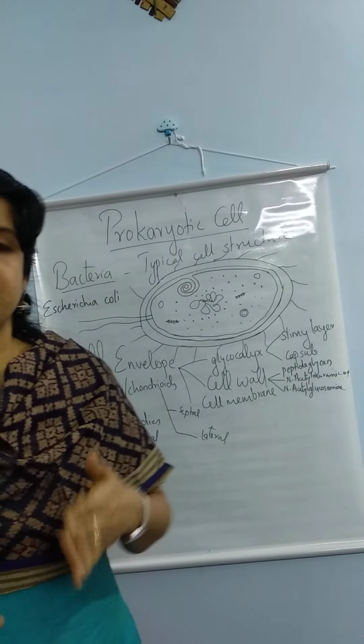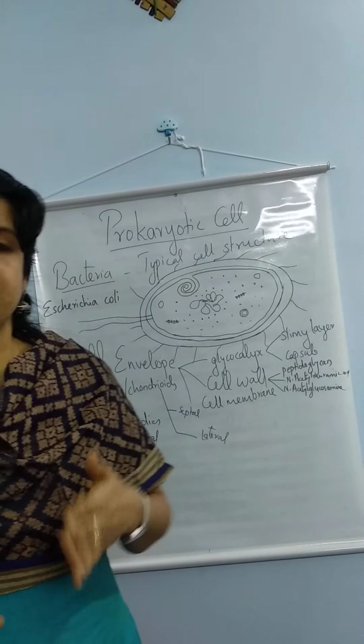prokaryotes. Now, under the group of prokaryotes, there are four main groups, that is bacteria, cyanobacteria, mycoplasma and PPLO, that is pleuropneumonia-like organism. Actually, this mycoplasma and PPLO both are almost the same only. They all have the common character that their nucleus is not well defined. Now, to study the prokaryotic cell, we are taking a typical example of bacterial cell.